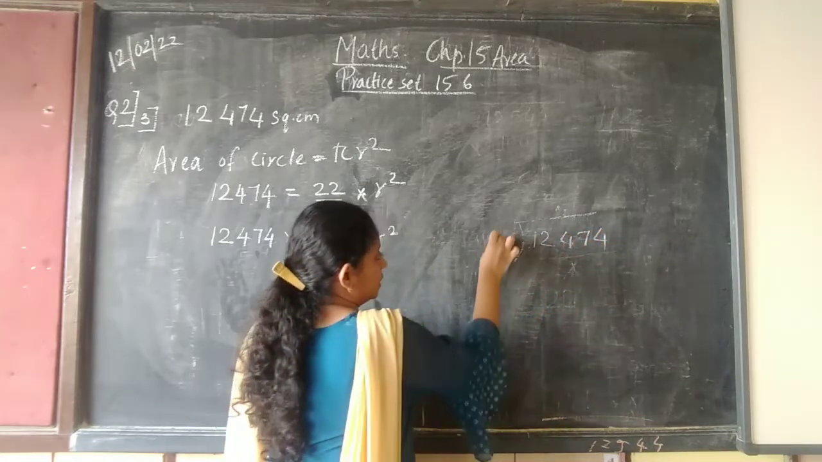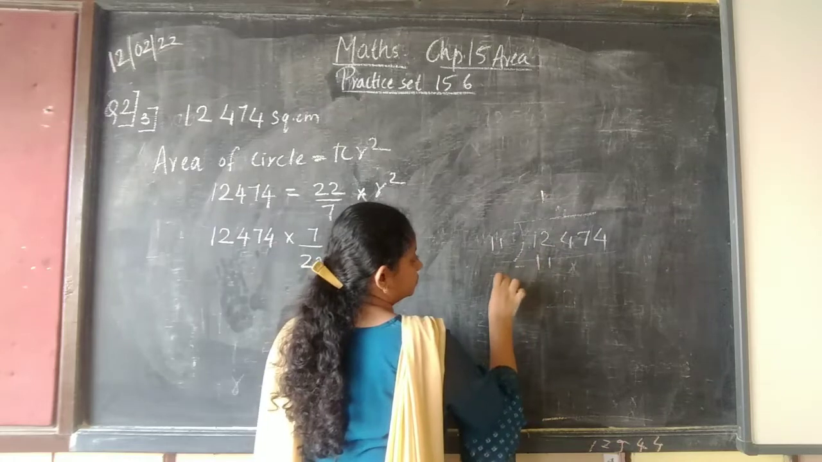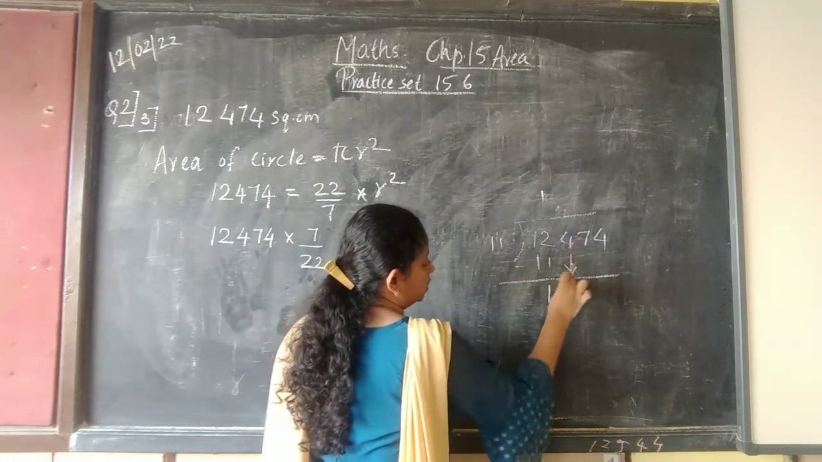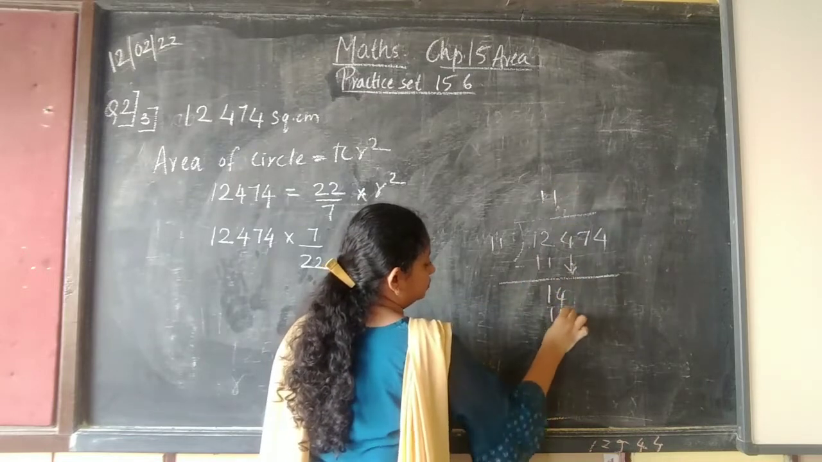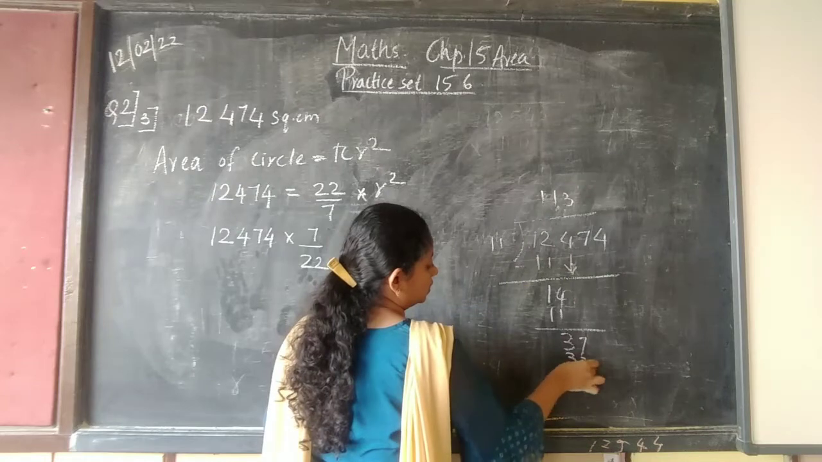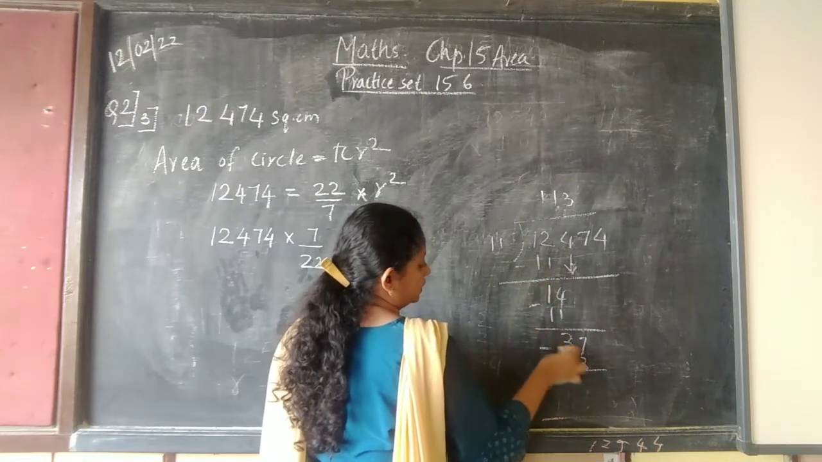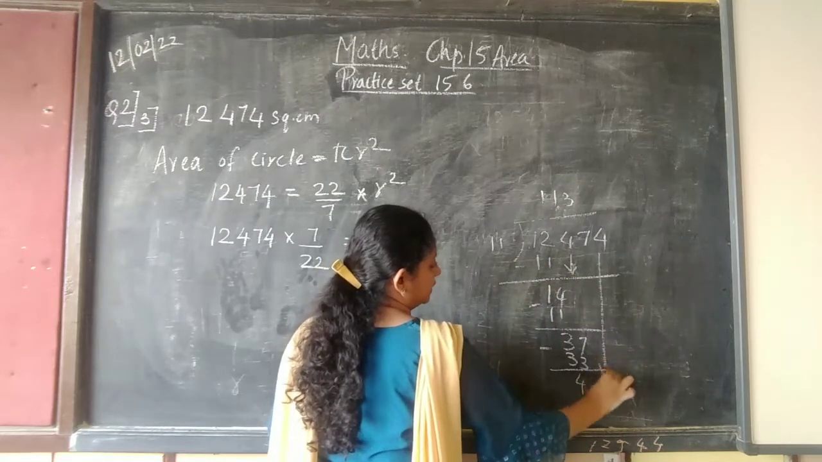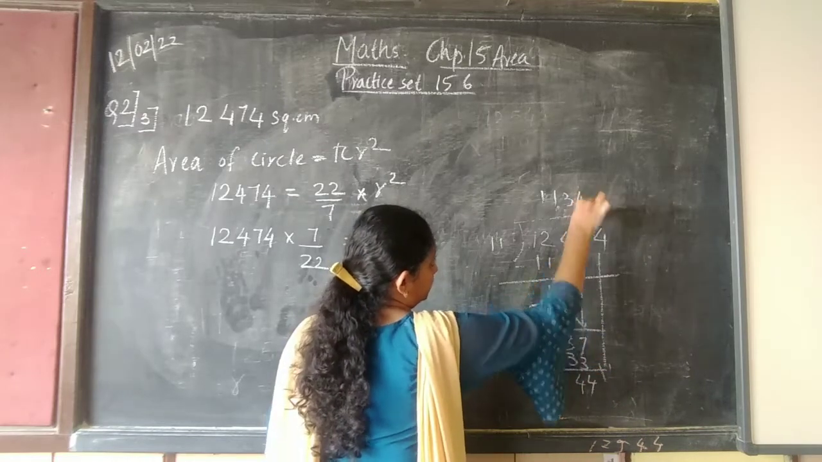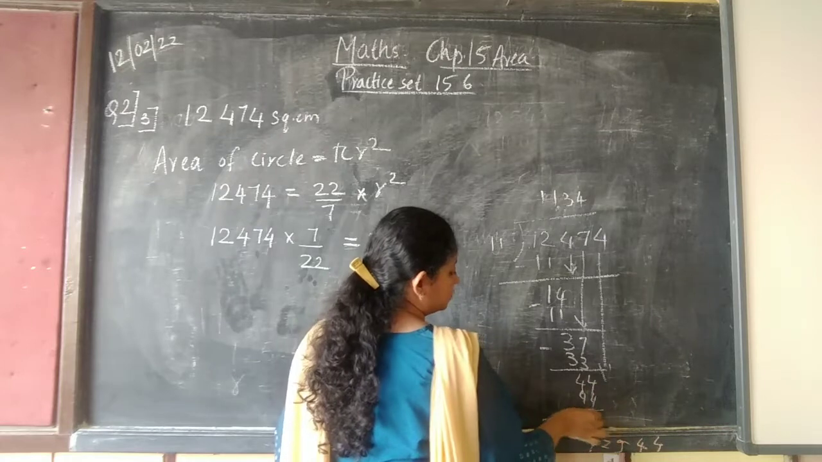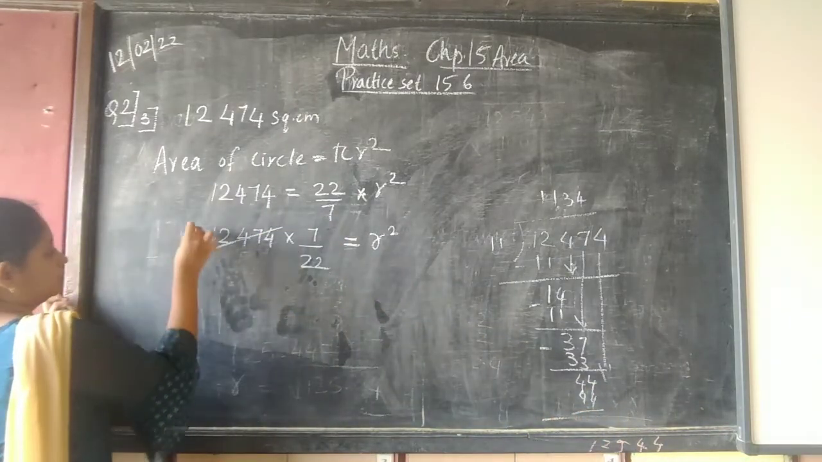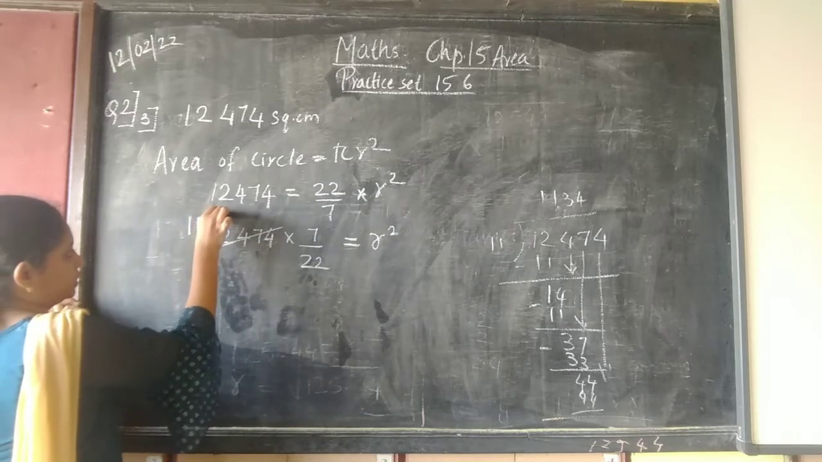12,474. 11 ones are 11. Okay, now here 1 is remaining. 11 ones are 11. 11 threes are 33. And then 4 remaining, carrying this down, 4, 11 fours are 44. Yes, it is divisible, correct? So we can cut off this and we can write 11 times how much, 1,134.